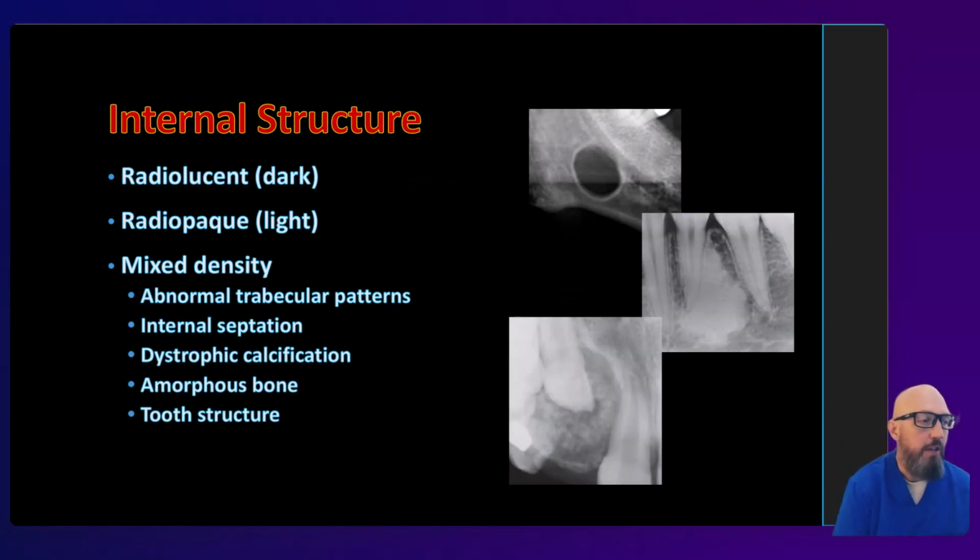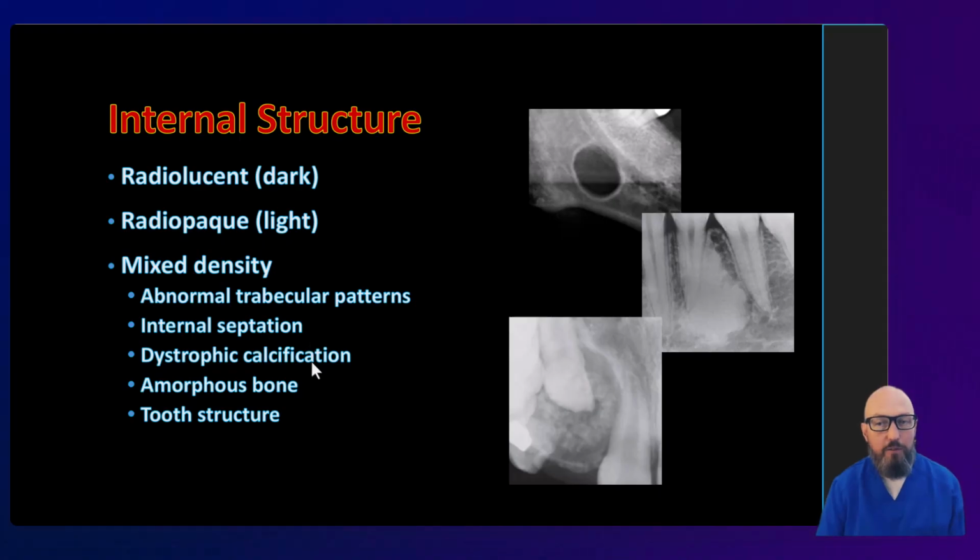All right, now on to the I of our lesions acronym, the internal structure. So the basic question is, is it radiolucent? Is it radiopaque? If it's kind of a mix of both, then it's a mixed lesion. And so radiolucent means dark, less dense than normal bone. Radiopaque means it's lighter or more dense. Mixed means it's both, and that's where it really gets interesting.